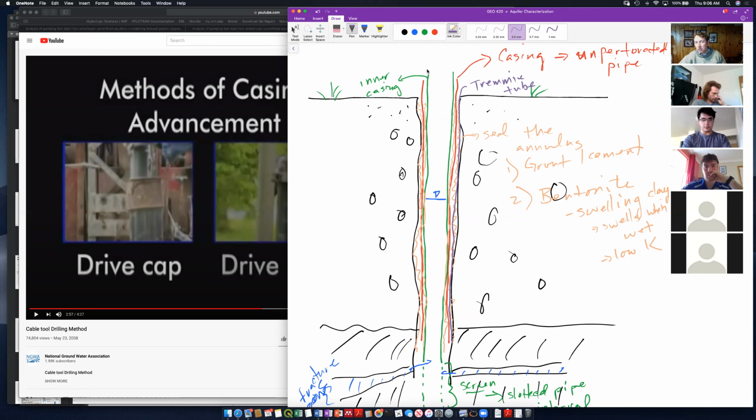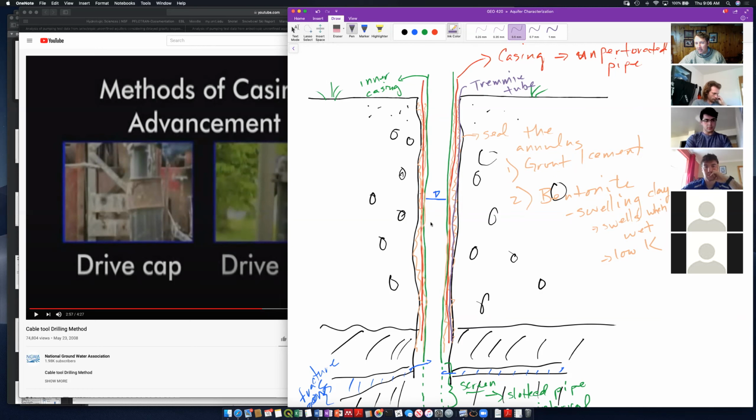Another way is to drive as you go. You can also have your casing fit inside your drill stem. And then you pull your drill stem up around your casing and the hole collapses in around your drill stem. That's probably the easiest and best way to do it. But there's lots of methods. We'll get into some of those.